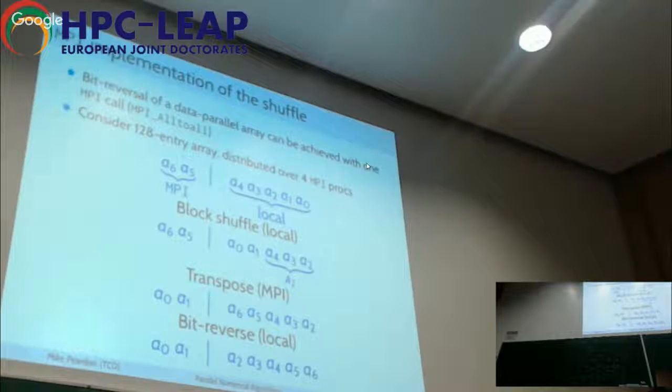So how can we achieve that just with a single MPI call? And you can do it in basically 3 steps. The first step is what I call a block shuffle here, which is basically: take the most significant digits, where the number now is the difference between 5 and 2. So that's three bits in this case.